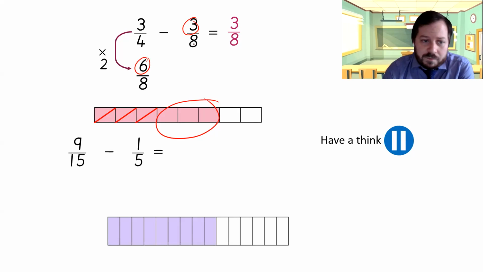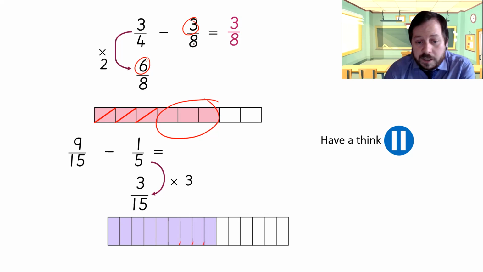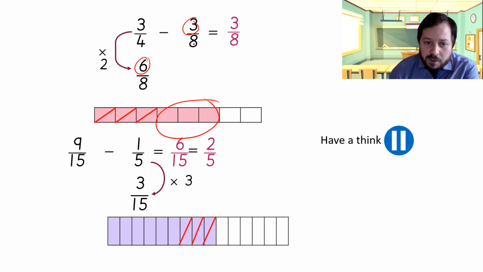We do the same for this one, 9/15 minus 1/5. Have a go, see what you can do. Okay, so the trick here is we have to times the 5 by 3 to get 15. So we do that to all of it, 3/15. 9 minus 3 is 6. You've got a pictorial representation there and what we've done the other way. Then we can simplify that again. Both of these two, 6 and 15, can be divided by 3. That would put us as 2/5. So you could have it that way as well.